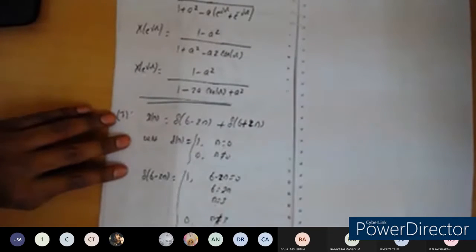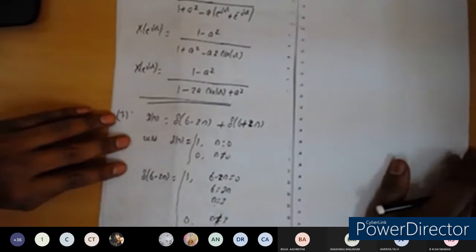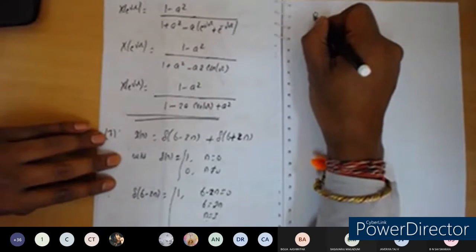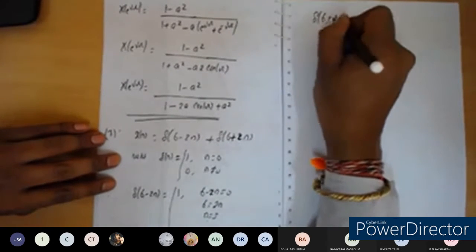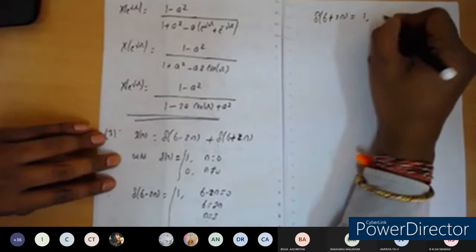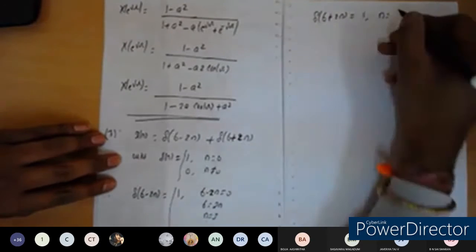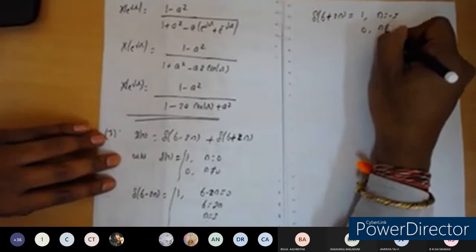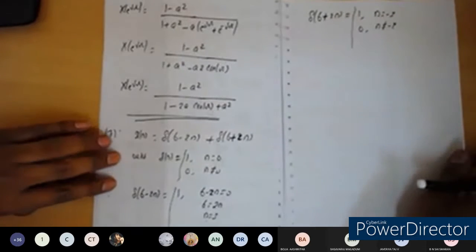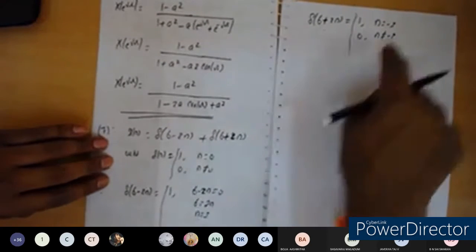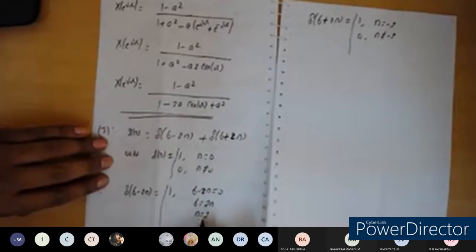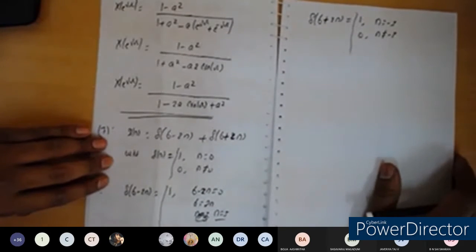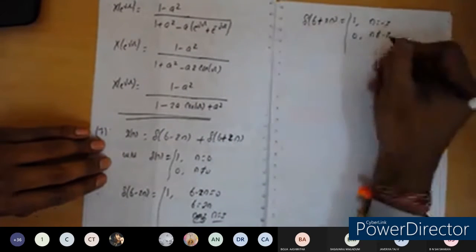Similarly, we can solve for delta of 6 plus 2n. This will be equal to 1 when n is equal to minus 3, because the plus symbol is there, and 0 for n not equal to minus 3. So these two terms are equal to 1 at n is equal to 3 and n is equal to minus 3, and elsewhere it will be equal to 0.